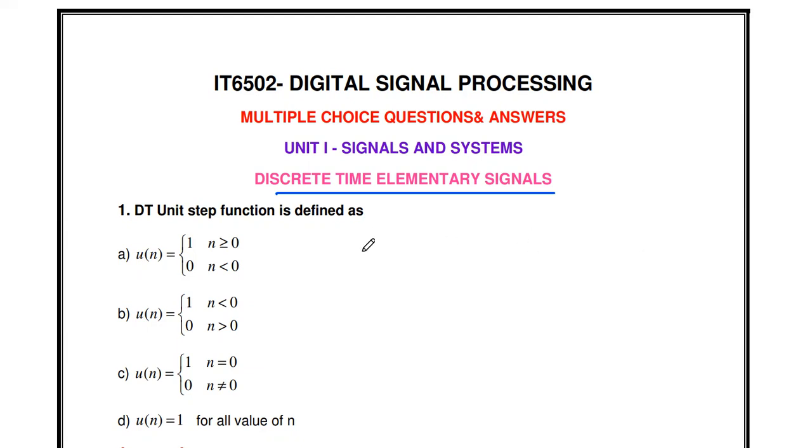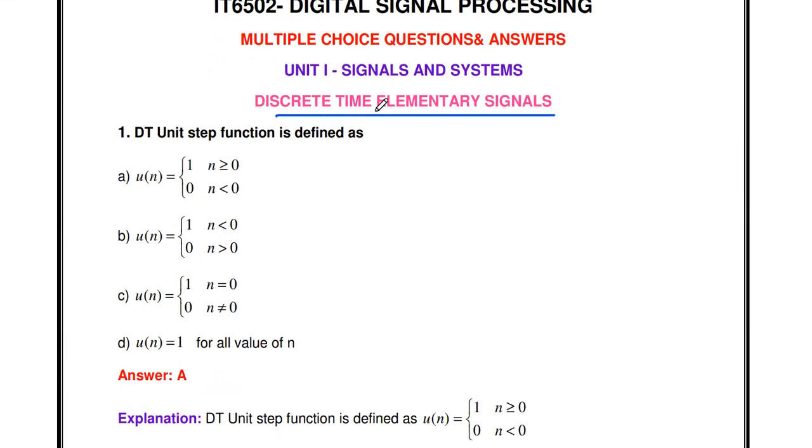So the first question: the discrete time unit step function is defined as dash. The discrete time elementary signals mean the standard signals used in signals and systems or digital signal processing. They are called elementary signals. There are many signals: unit step, unit impulse, unit ramp, sinusoidal, exponential signal, sinc signal, and so on.